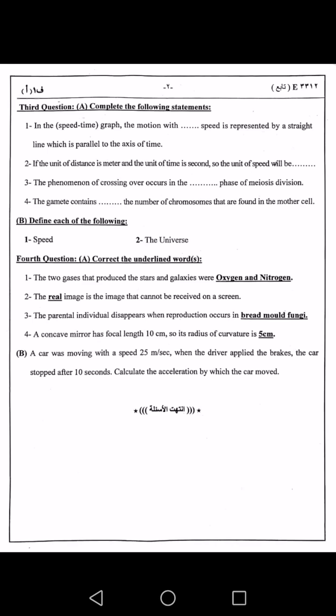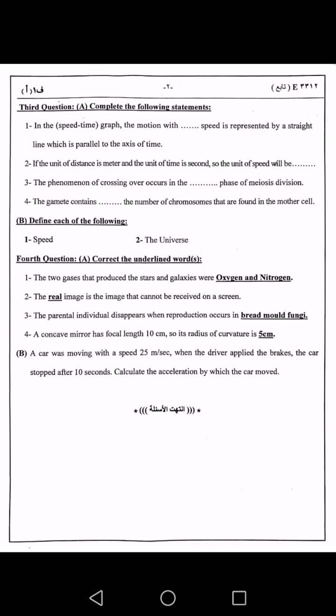B, a car was moving with a speed 25 meters per second. When the driver applies the brakes, the car stopped after 10 seconds. Calculate the acceleration by which the car moved. So we have here the speed of the car, 25 meters per second, is V1 or initial speed. And the car stops, so the final speed or V2 equals 0. And the time equals 10.